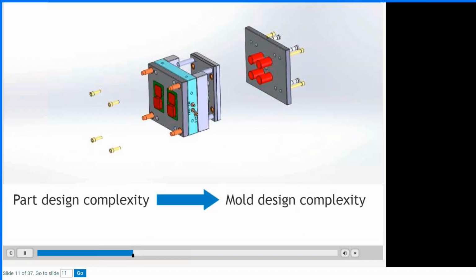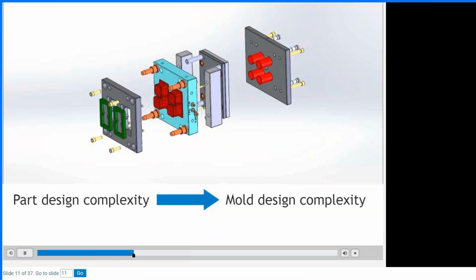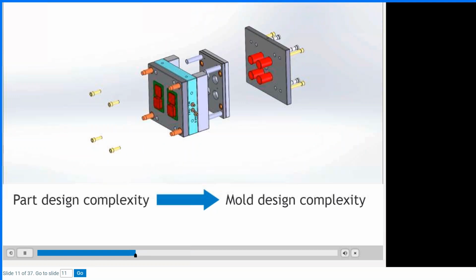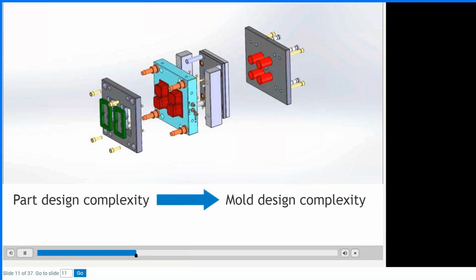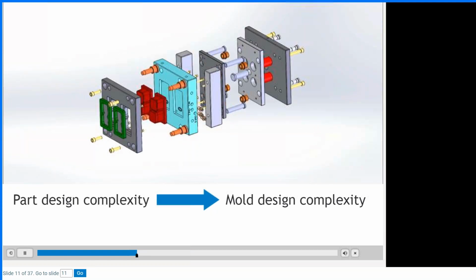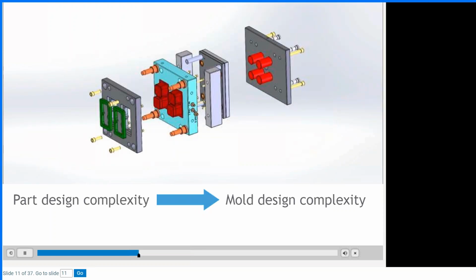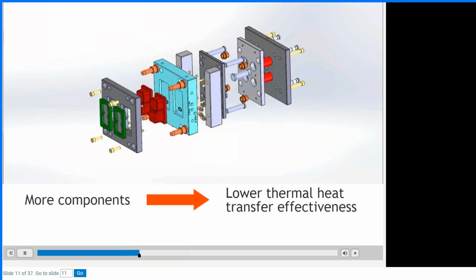Of course, part design complexity influences mold design complexity. The functionality of the mold determines the number of inserted components, slides, and the ejector system layout. As more inserted and moving components are added to a mold design, the greater the complexity. The number of these components can lower thermal heat transfer effectiveness, which makes it more challenging to maintain uniform heat distribution through the mold.